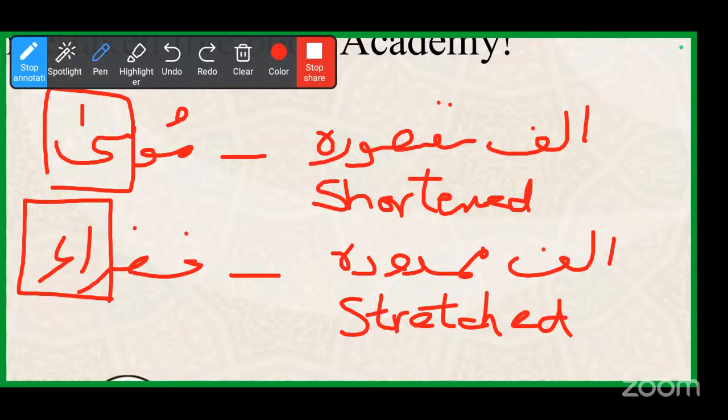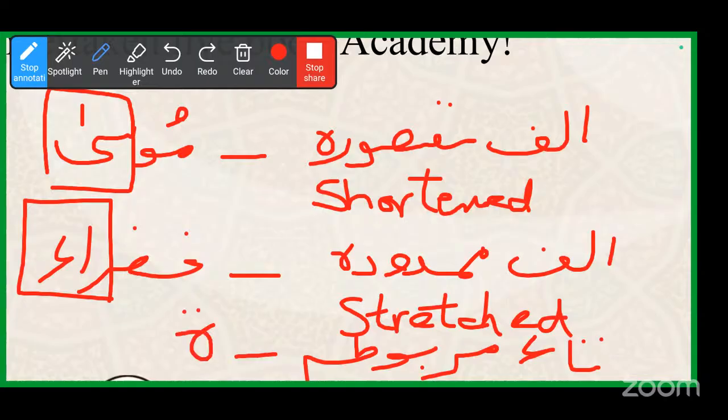And the third one is ta marbuta. This is the round ta which turns into a ha when we stop, and it is always at the end of the word. Now all these three vowels are at the end of the word. For example, ayah, ayatun. So the third one is ta marbuta.